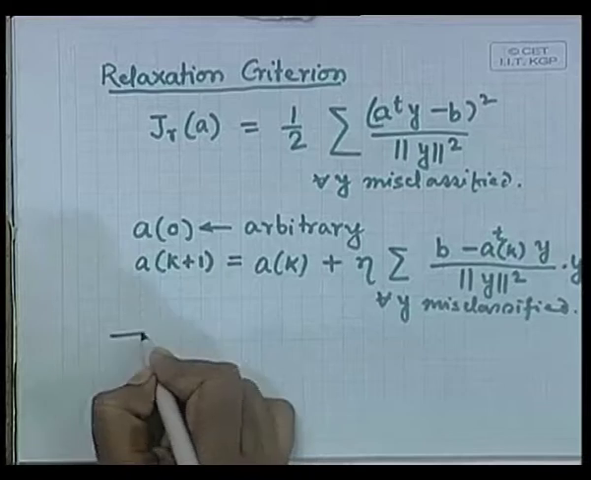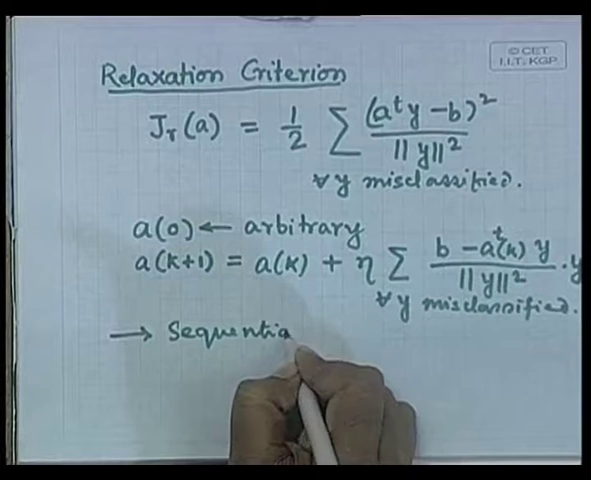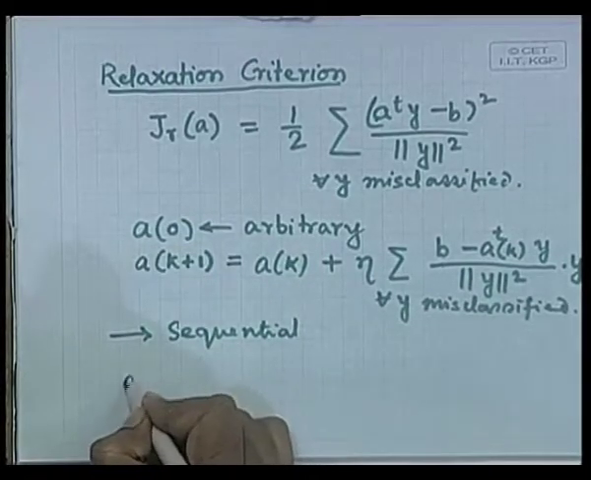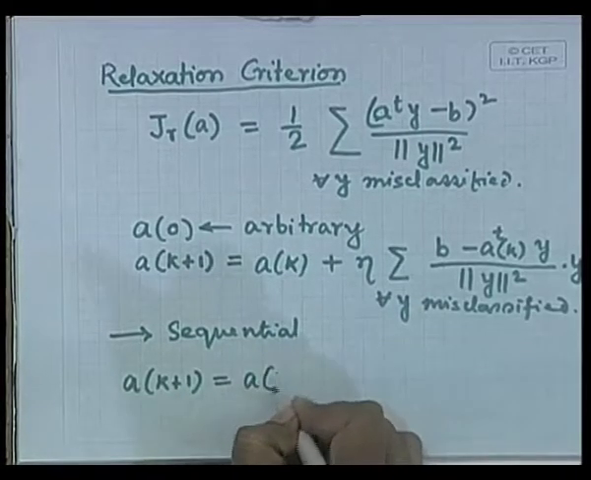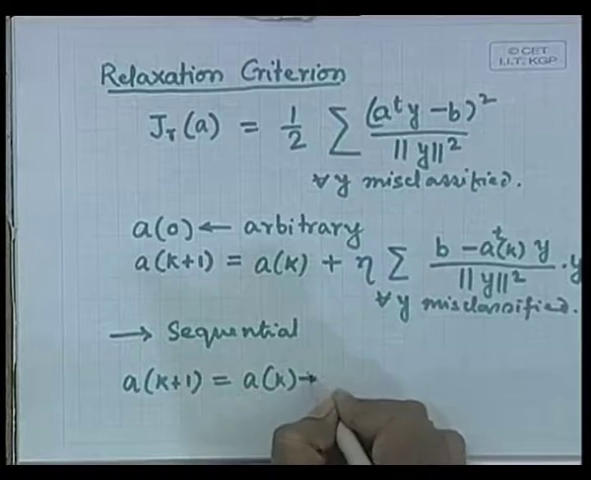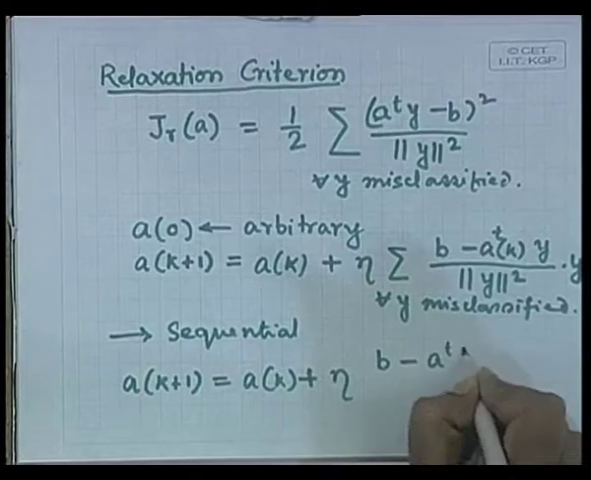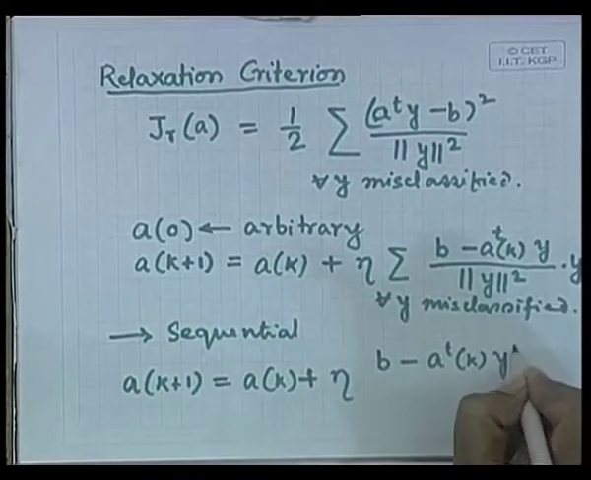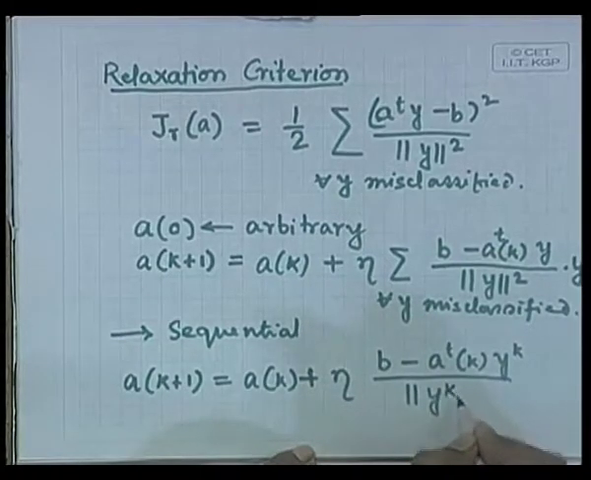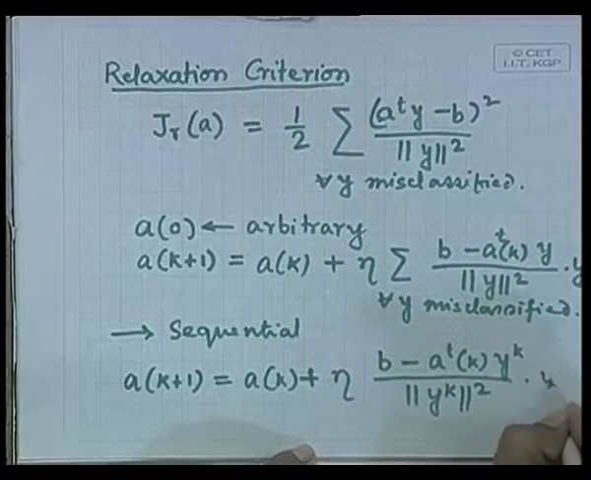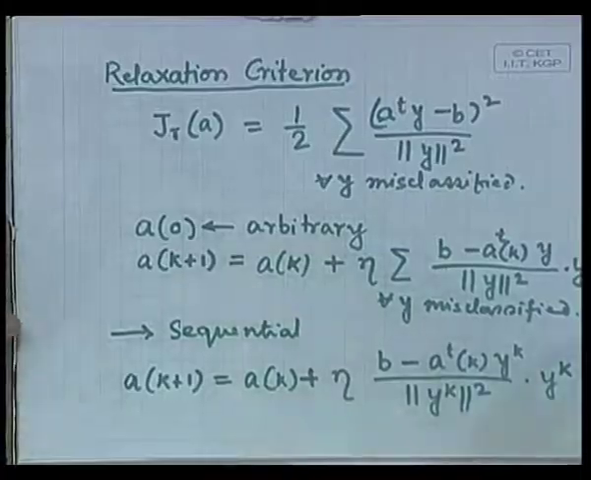And then we have seen that the corresponding sequential version, where the updation rule is modified as A k plus 1 is equal to A k plus eta times b minus A k transpose y k upon mod of y k square into y k, where y k is the sample which is misclassified by the weight vector A k.